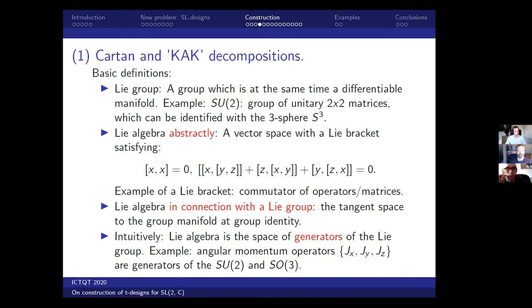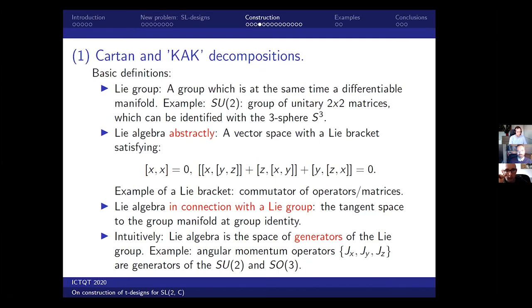Second, the Lie algebra. On the abstract level, it is just a vector space endowed with a bilinear form called a Lie bracket, which satisfies the alternating property, so it vanishes on the same element, and the famous Jacobi identity, which always looks mysterious. The best-known example of a Lie bracket is just the commutator of operators or matrices.